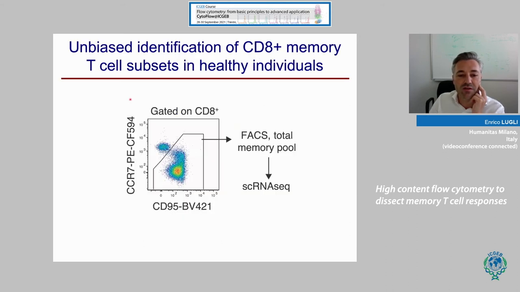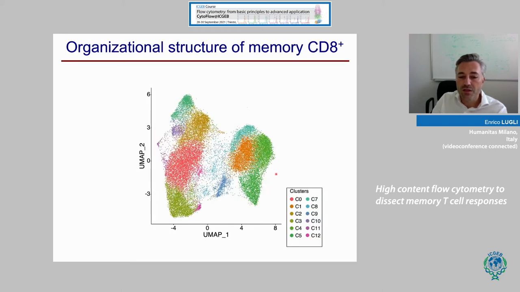I published last year. To do this, we isolated the bulk of memory cells identified by CD95. We sorted them and then performed single-cell RNA sequencing. This was done on cells from peripheral blood from four healthy individuals, blood bank donors, so in the apparent absence of chronic infections or cancer. And this is what we obtained.